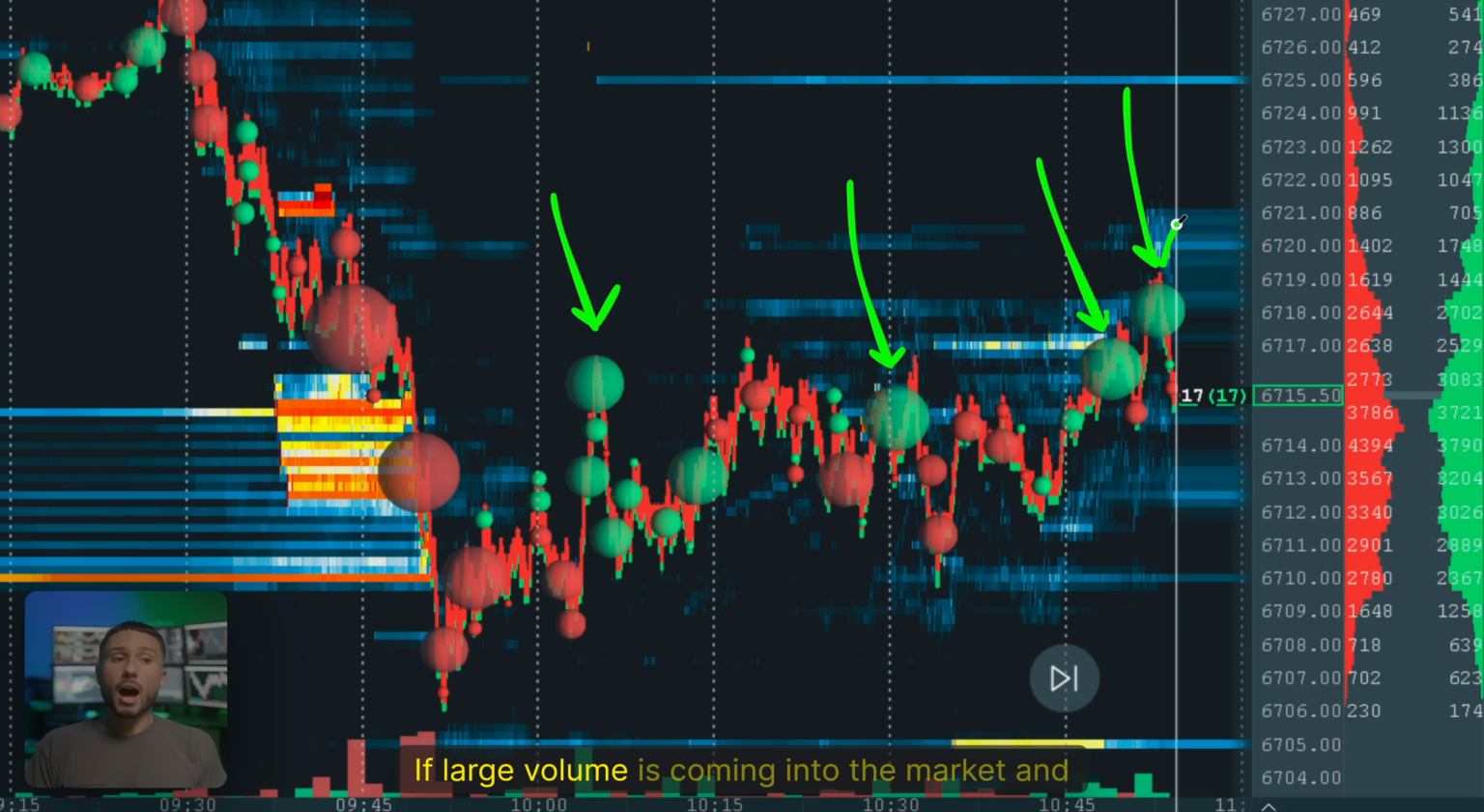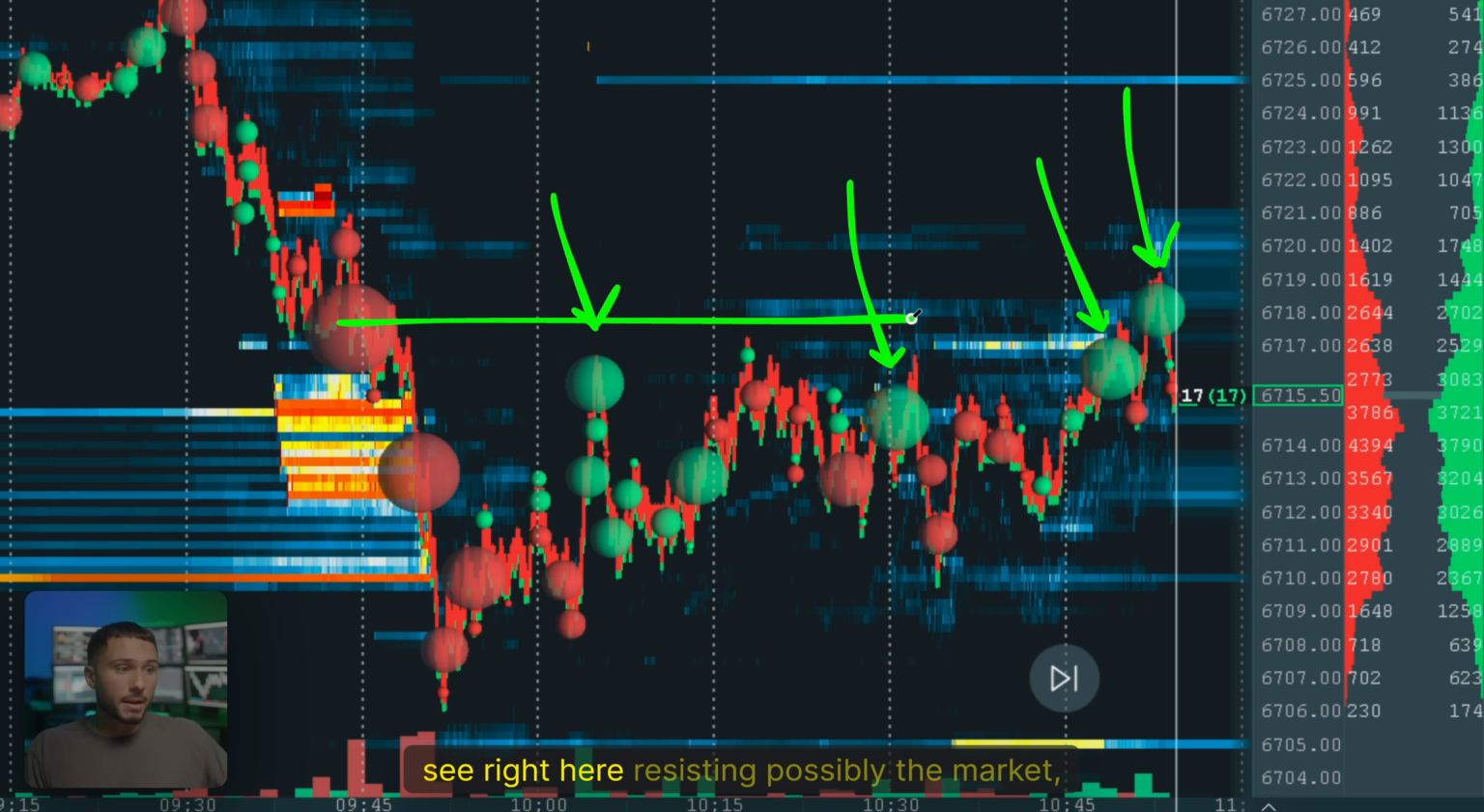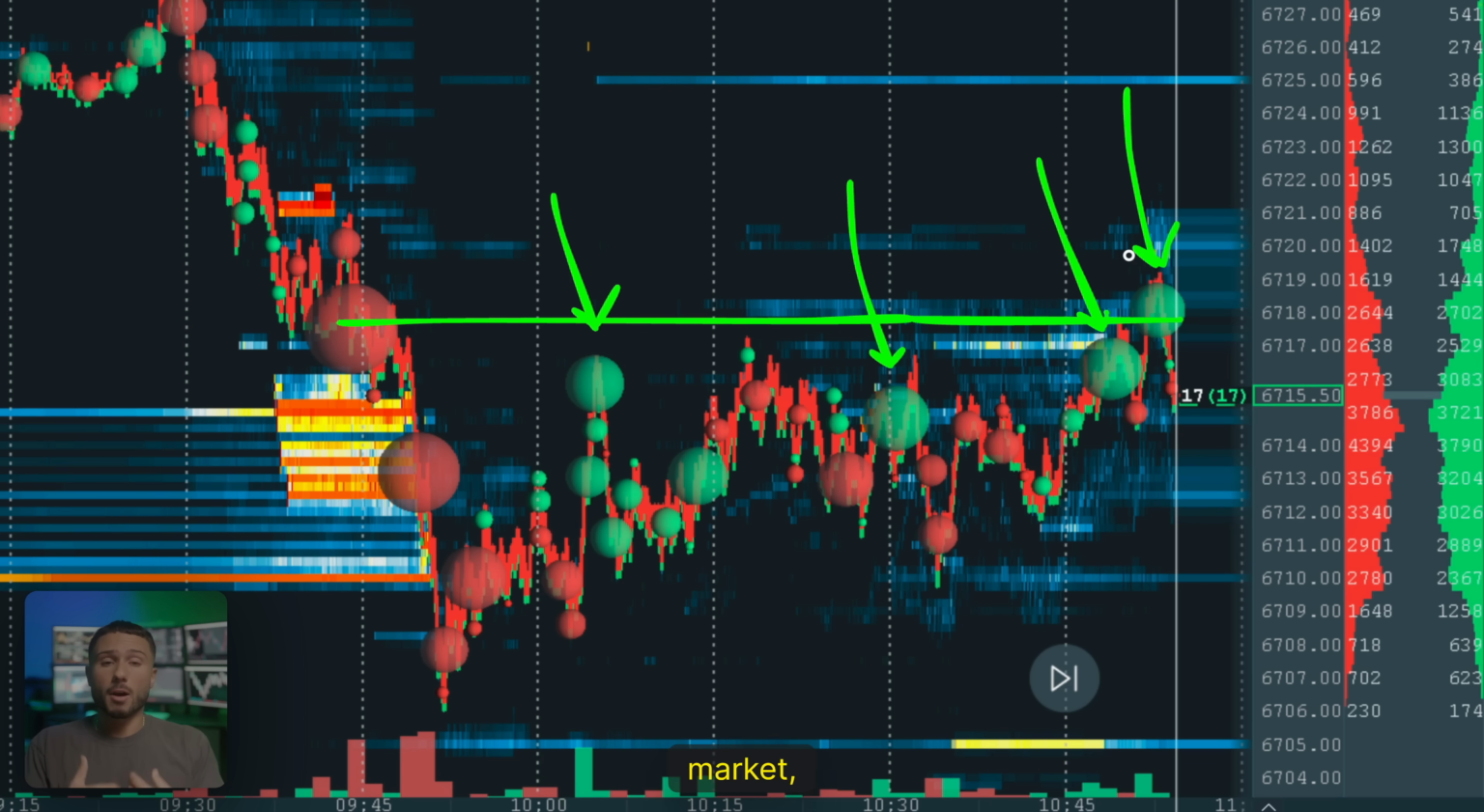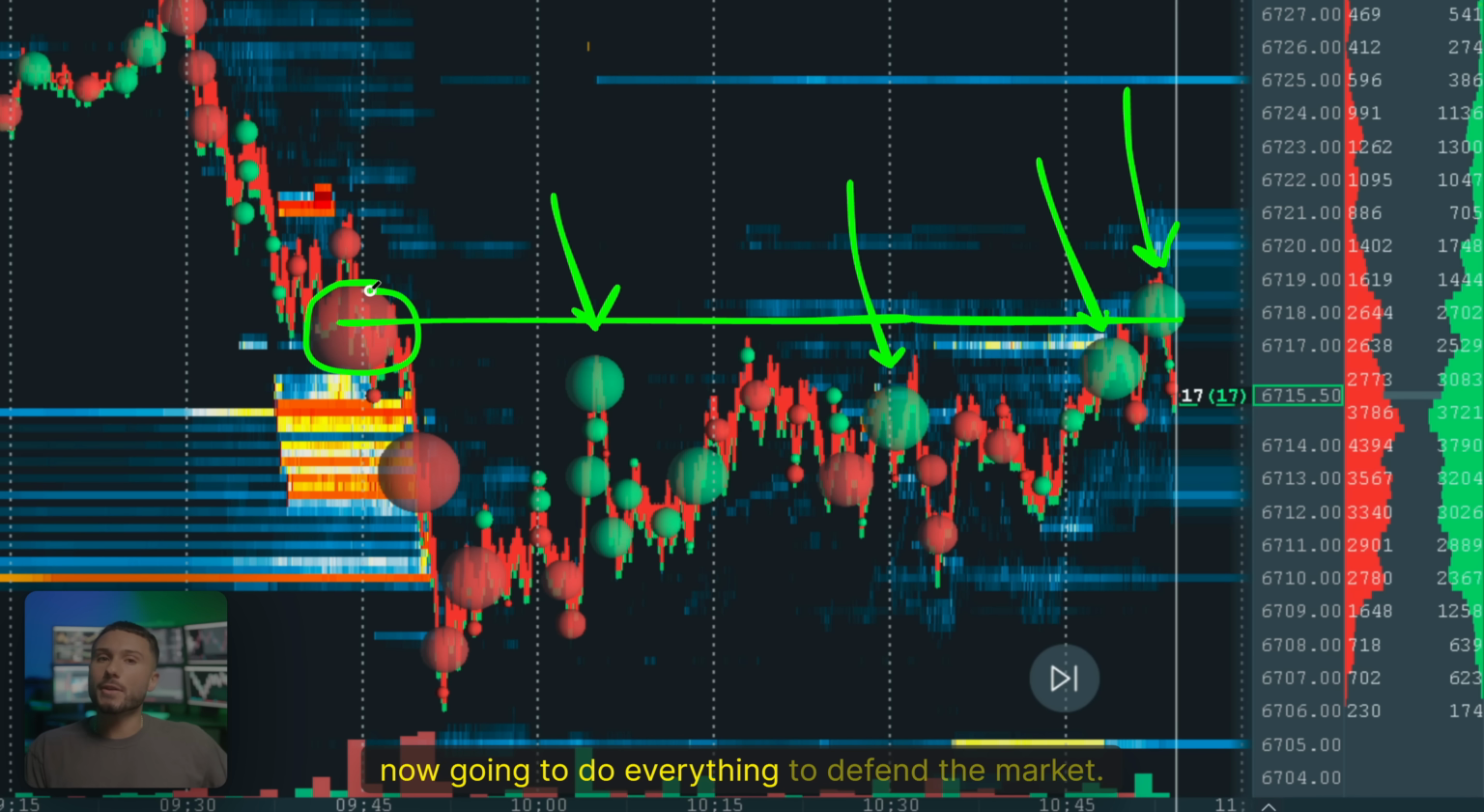If large volume is coming into the market and there's success moving in that direction, then most of the time continuation is coming. However, in this context, with the large seller that we see right here possibly resisting the market, when I see a lot of buying volume coming into the market, how I read this, and this is how an edge in a trading scenario comes in where we can look to capitalize on a valid trade, is that whoever was selling the market earlier is now going to do everything to defend the market.